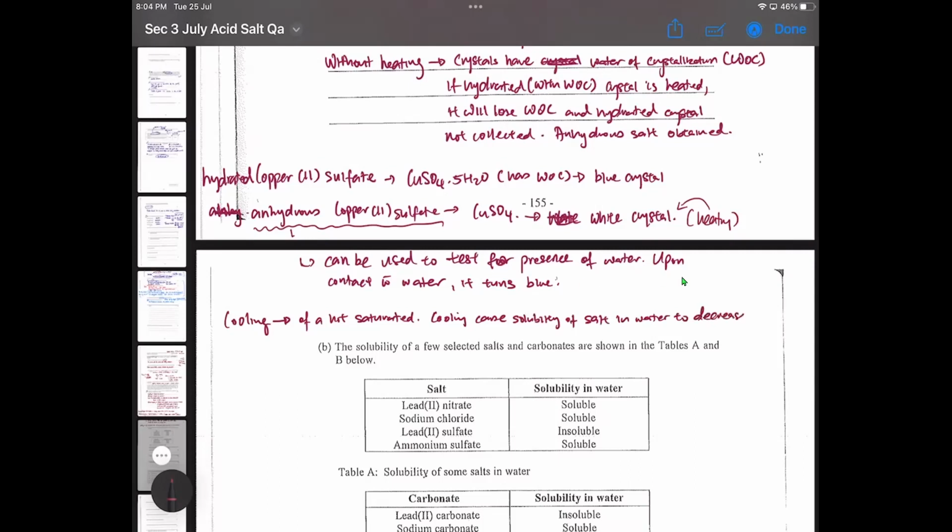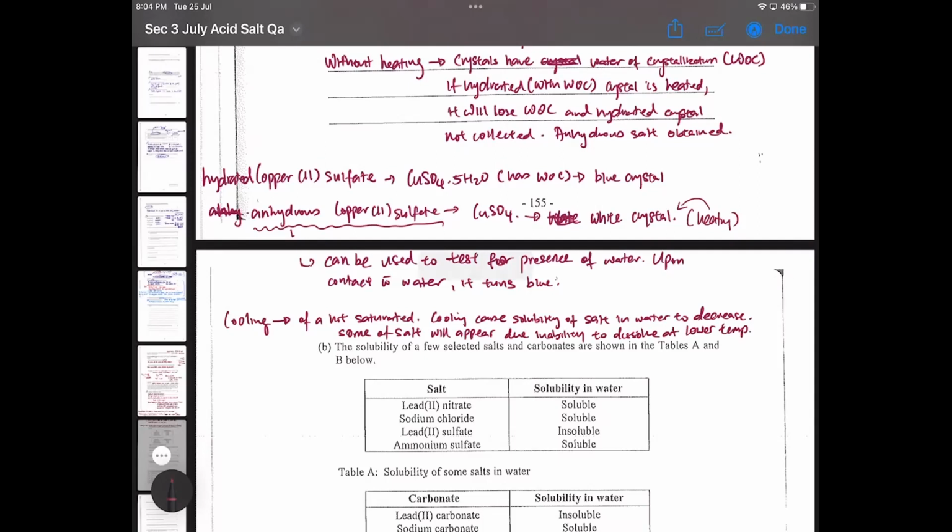That means previously, when it was at a higher temperature, you can dissolve quite a bit of the salt. But once you let the temperature fall, some of the salt will not be able to dissolve because the solubility of the salt in water decreases. So if it doesn't dissolve so well now, some of the salt will appear, due to the inability to dissolve at the lower temperature.